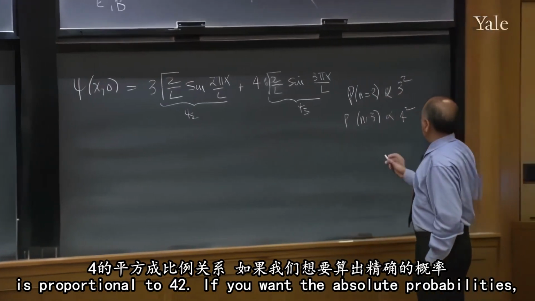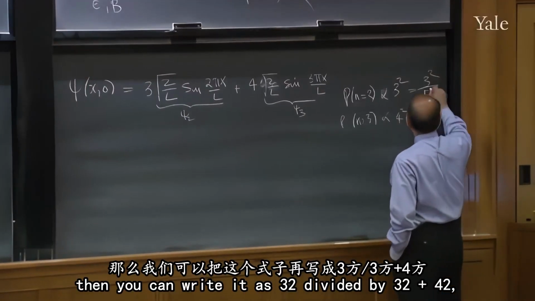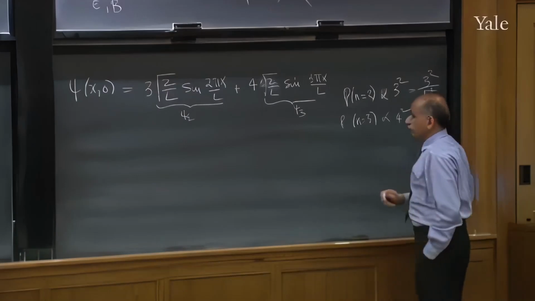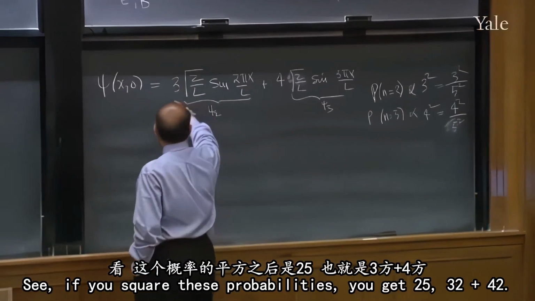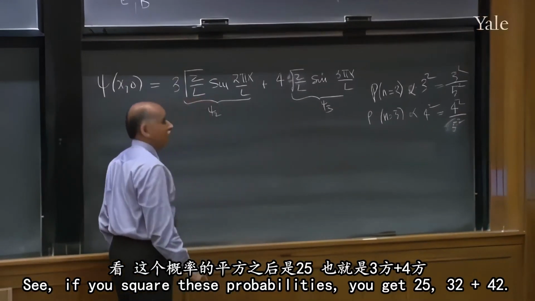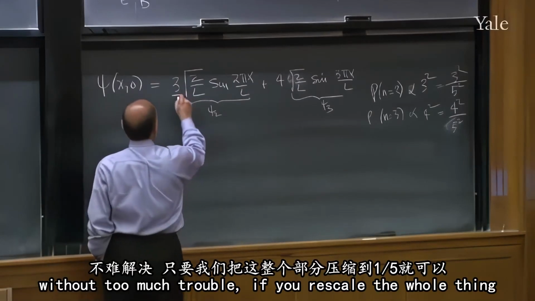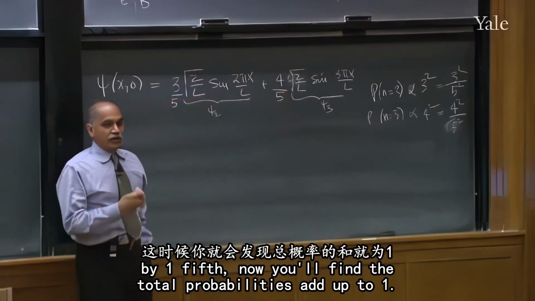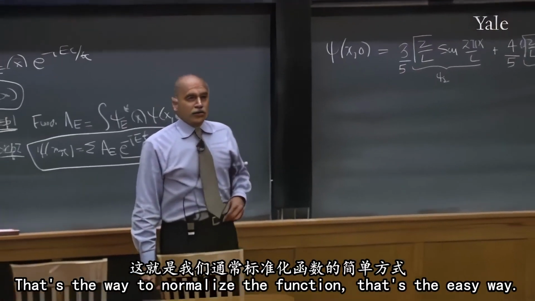If you want the absolute probabilities, then you can write it as 3 square divided by 3 square plus 4 square, which is 5 square. See, if you square these probabilities, you get 25, 3 square plus 4 square. If you want to get 1, I think you can see without too much trouble, if you rescale the whole thing by 1/5, now you will find the total probabilities add up to 1. That's the way to normalize the function.